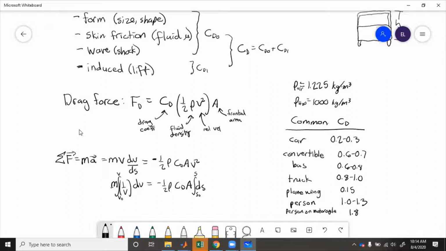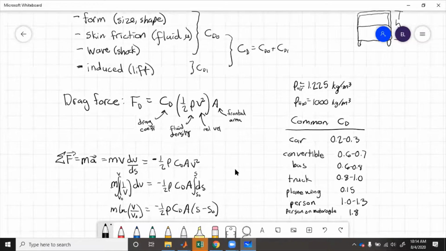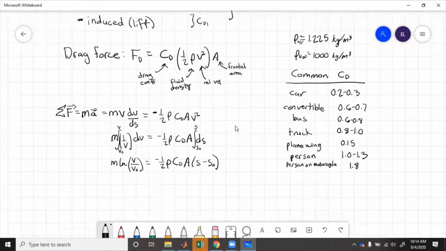So then if we actually do this integration, we get m times natural log of v over v initial equals negative 1/2 rho CD A times S minus S initial. So you see here, this is a natural log function, so velocity and position do not linearly relate to each other.